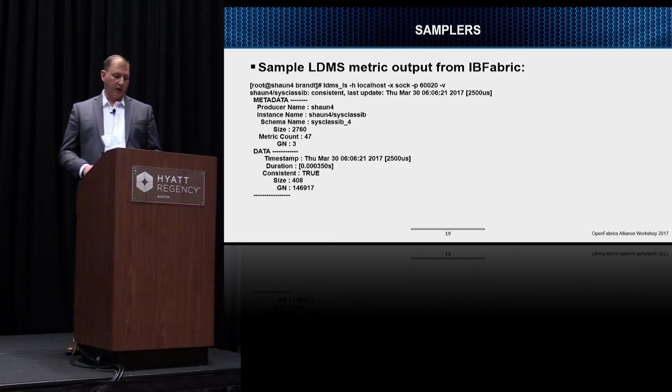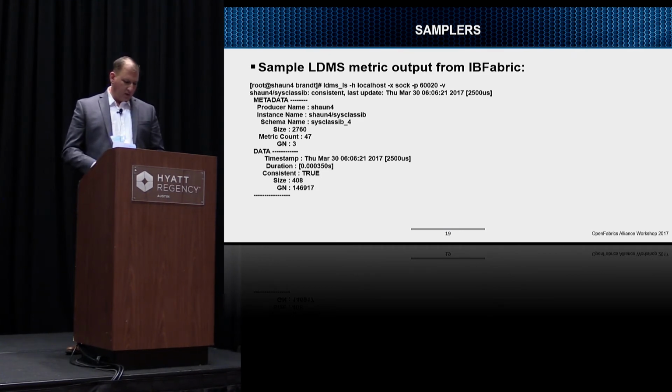So this is actual output from our IB Fabric plugin on LDMS. And you'll see that we have a timestamp. You'll also see that we have a duration of sampling time. That helps us know what our window is if we want to increase our sampling, for instance, to get a more fine-grained sampling window. And then it also gives us a list of how many metrics we're getting back on each sample.